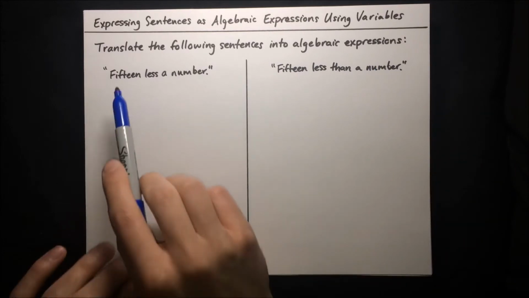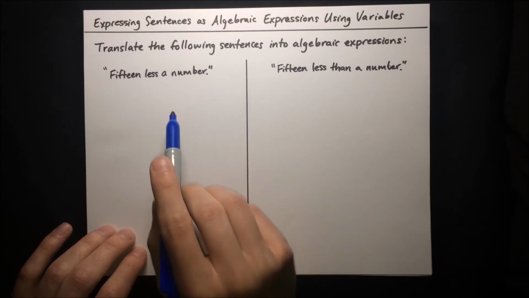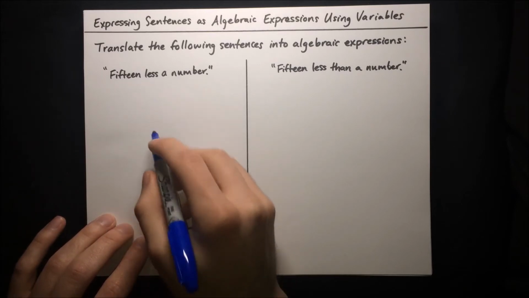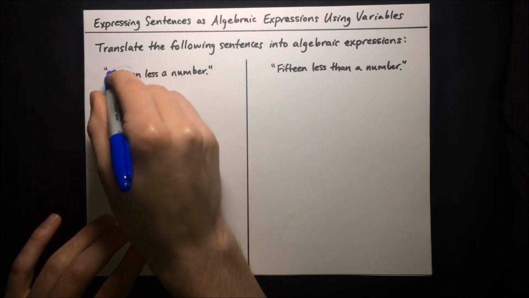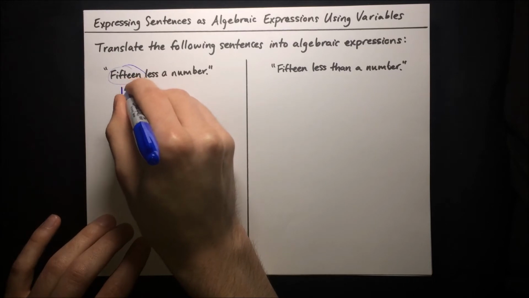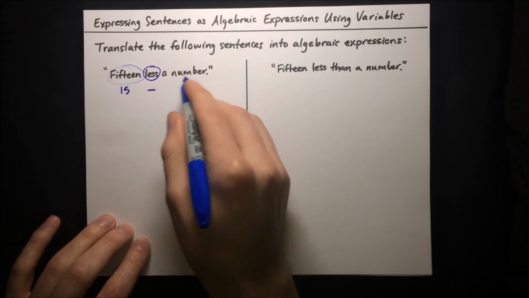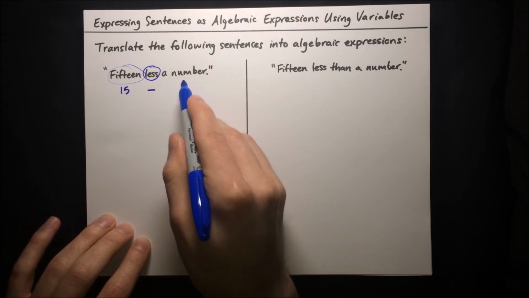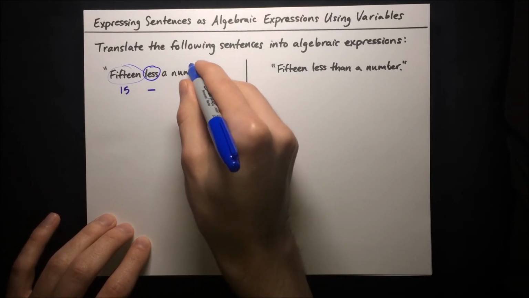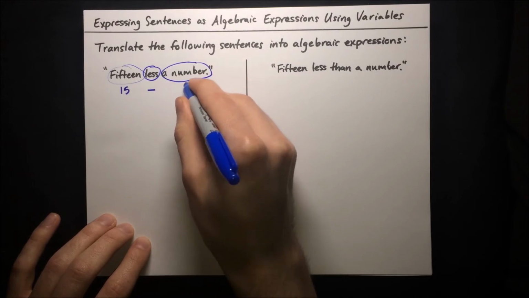So first of all, 15 less a number. Let's write our symbols, numbers, variables. Let's write them all here. So 15, that's just the number 15. Less means subtraction. And then a number, well, we need to assign a variable to this number. Why don't we call it x? So a number will be x.